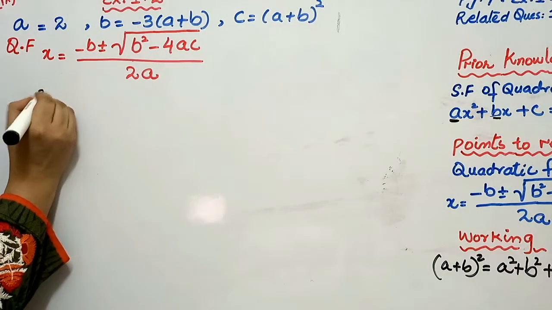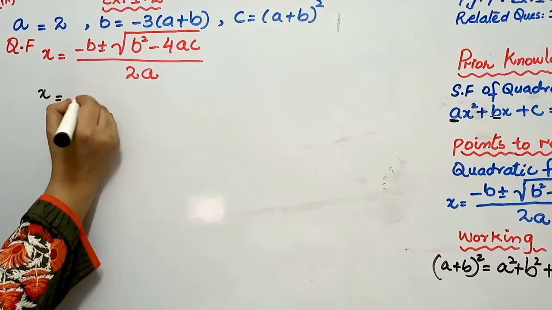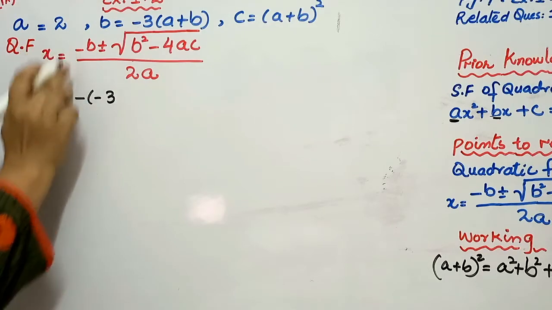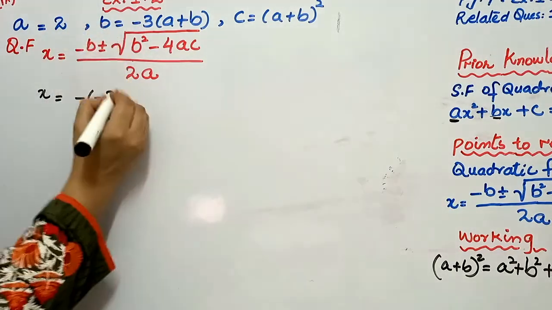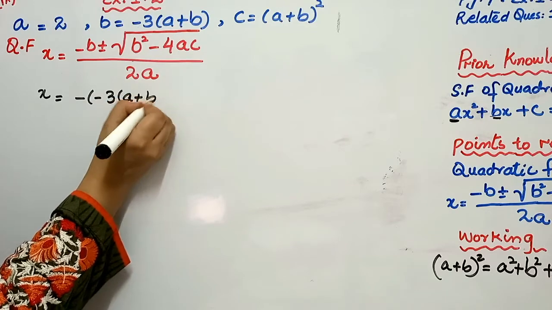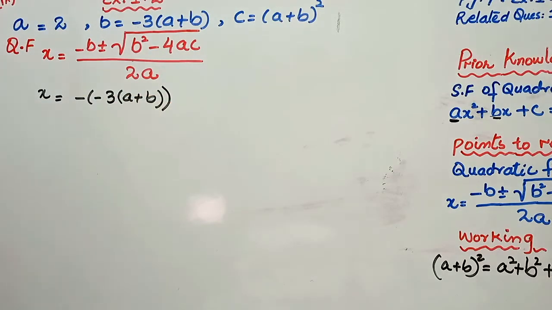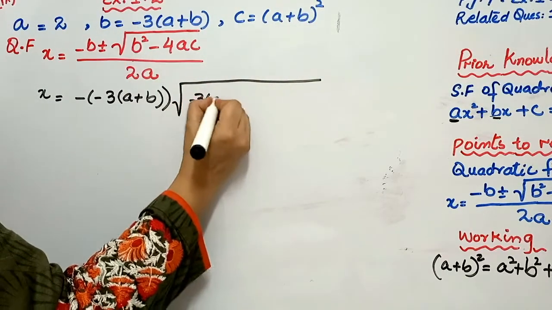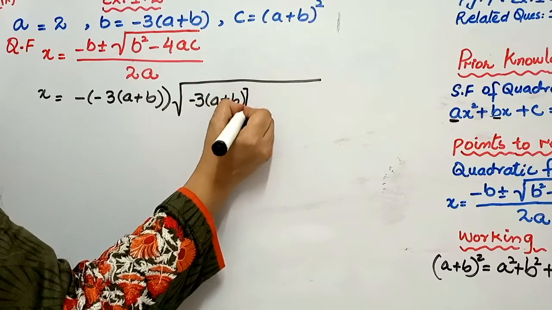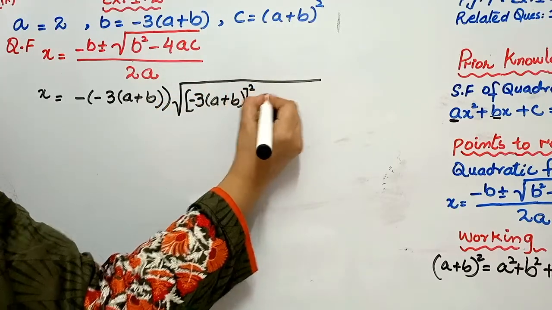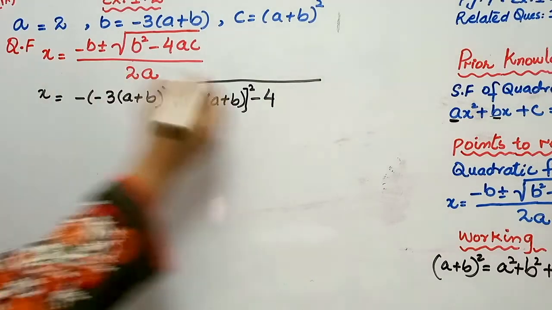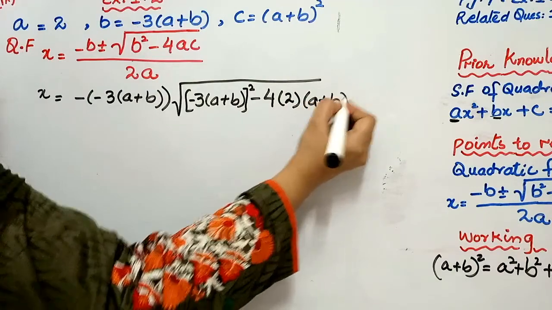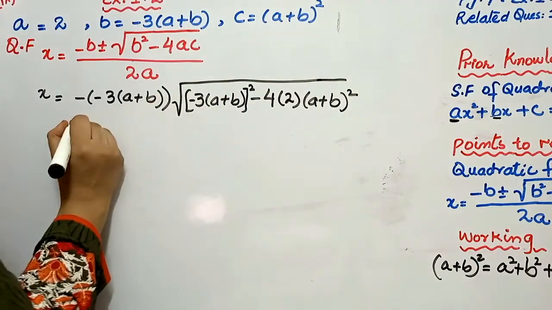So here I am substituting their values. Minus b is minus into minus, this is minus of the formula, and this is negative of b, minus 3 into a plus b. Fine. b square is minus 3 into a plus b, that is whole square, minus 4. What is a here? It is 2. What is c here? It is a plus b whole square. Getting?